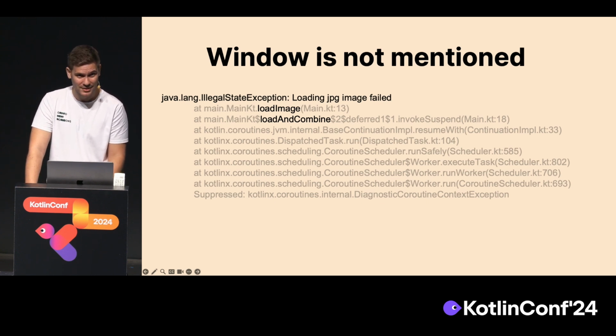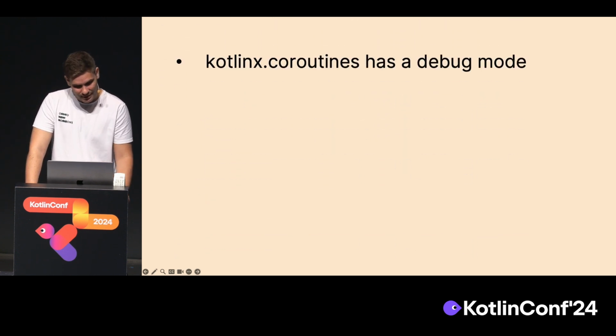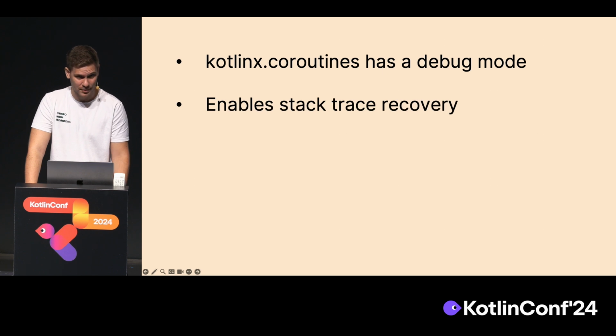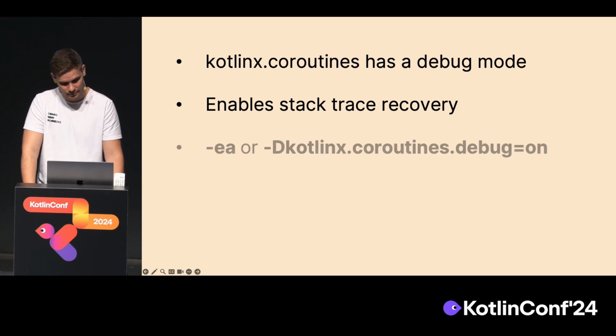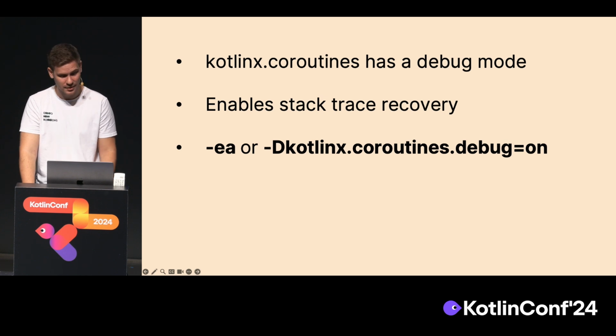And that's where stack trace recovery comes in handy. As I already mentioned, the kotlinx.coroutines library has a debug mode. The debug mode not only adds unique names for every coroutine, but also enables stack trace recovery. Stack trace recovery is a mechanism that tries to extend the exception stack trace by combining it with the stack trace of a place where the exception was asynchronously caught or thrown. It can be enabled with the options on the slide.